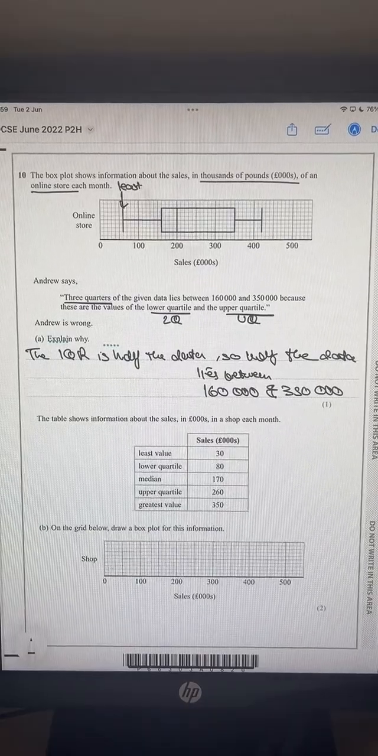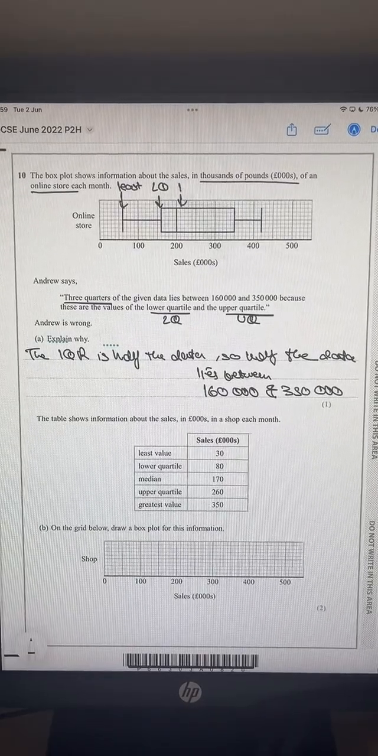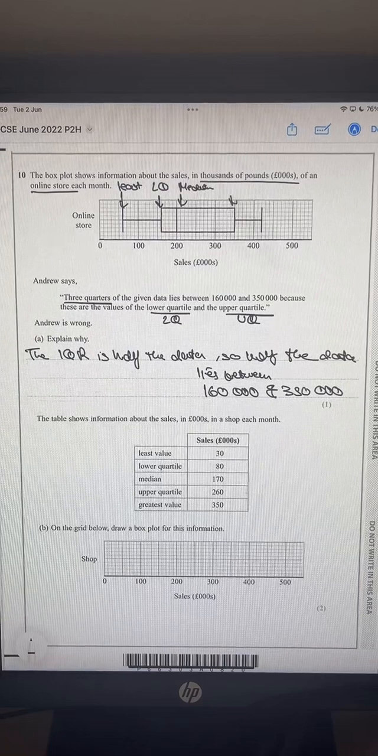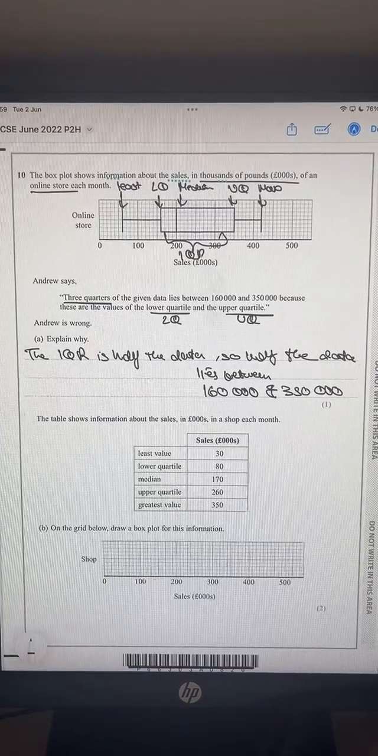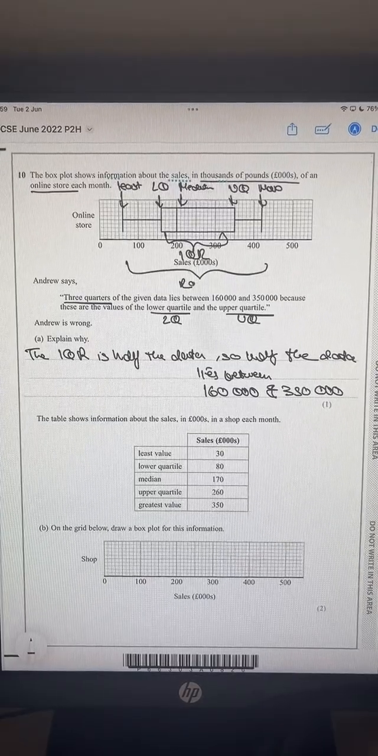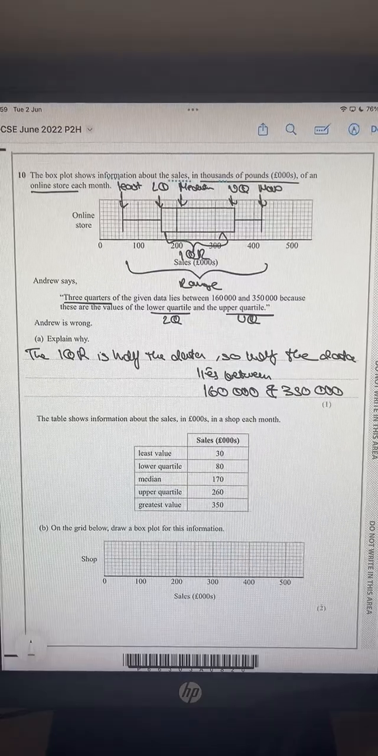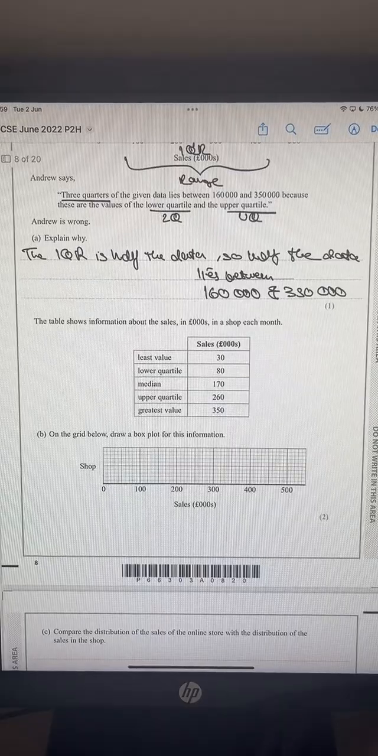So yeah, with these ones, just make sure you know what each of these lines means. This is the least. This is the lower quartile. This is the median. This is the upper quartile. And this is the max. And then this is the interquartile range, and then this is the range. So that's how you read a box plot. Quite nice. Okay. Then we have to draw a box plot.